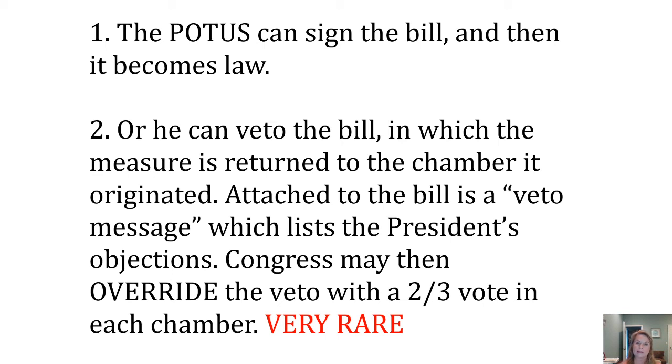Congress can then override that veto with a 2/3 vote in the chamber. So here, if the president vetoes it, the only way it can become a law is not by simple majority vote in the House and the Senate anymore. They need 2/3 of each chamber to vote to override the president's veto. Very, very rarely does this ever happen.